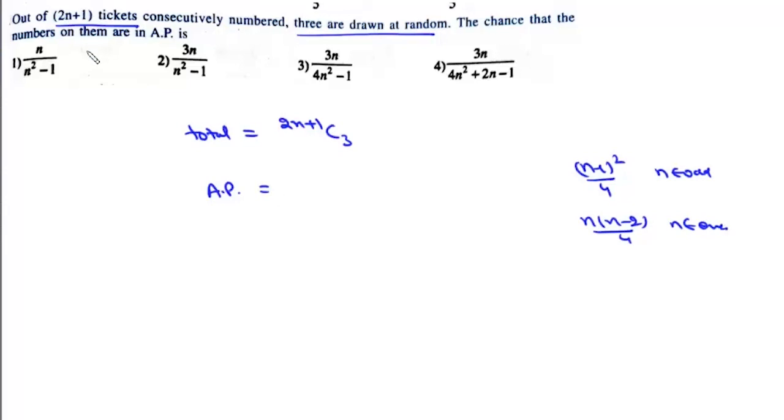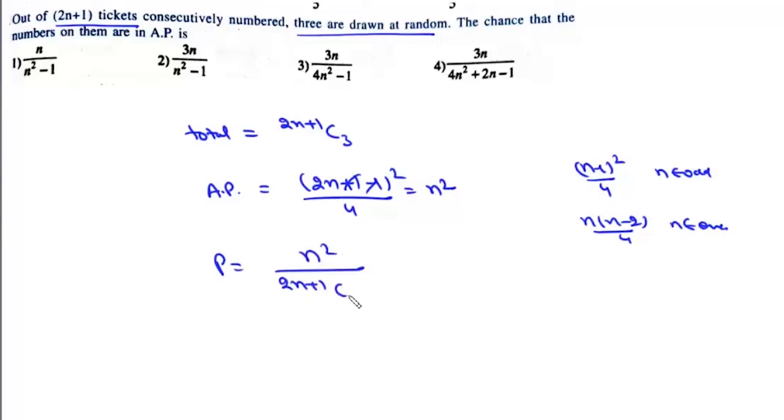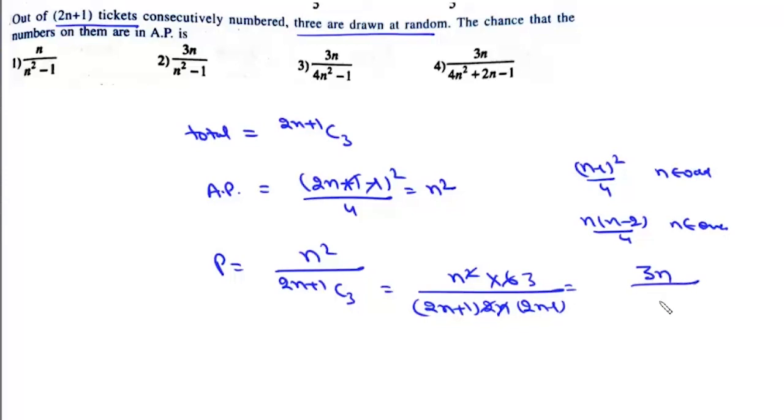Now in this case we have an odd number of tickets, so the favorable cases will be (2n plus 1 minus 1) whole square upon 4. So it will be simply n square. So the required probability will be n square upon 2n plus 1 C3. Now this is n square, and this is 2n plus 1 into 2n minus 1, and here it is 6. Now this n will cancel. So we can write this as 3n upon 4n square minus 1, and there will be your option 3.